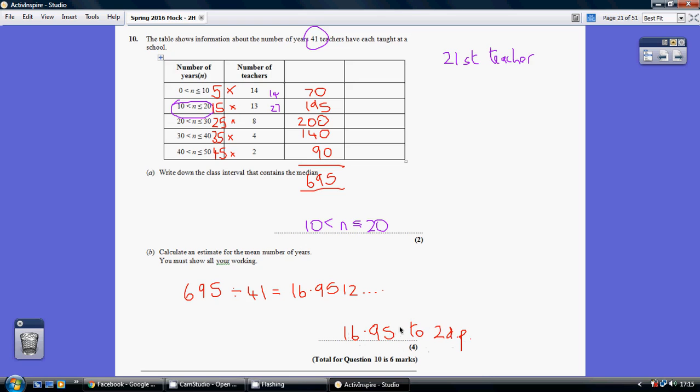Now be careful. Don't round this to 17 because the question is an estimate question. That's where they're trying to trick you out. The estimating has come about by the assumption we made at the beginning, that the teachers who work between 0 and 10 years work for exactly 5 years. So this midpoint is the assumption. That's the estimating. You must give your final answer as exactly as you can. Now I've chosen to go to 2 decimal places, so 16.95.